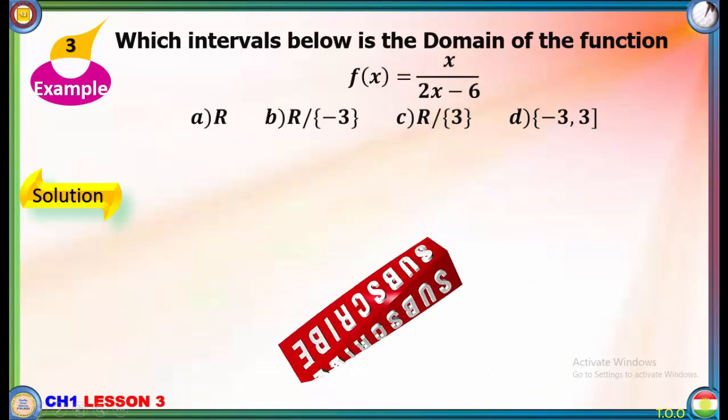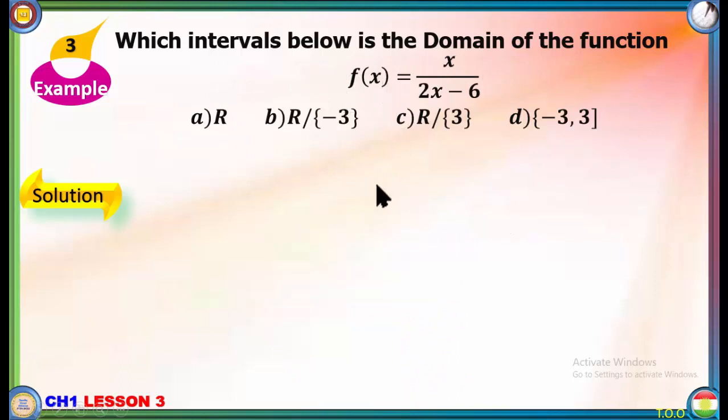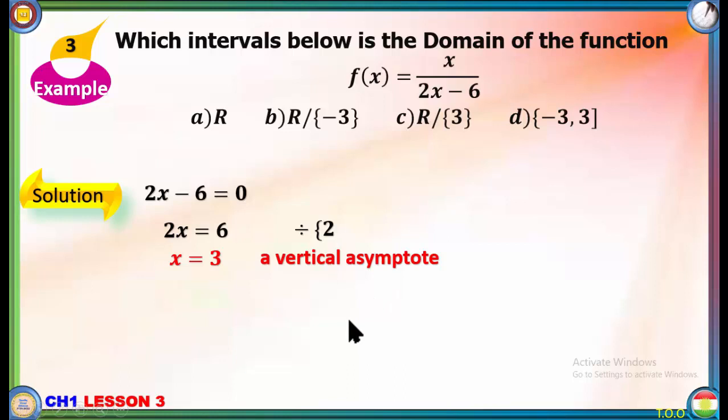Example number 3. Which interval below is the domain of the function f(x) equal x over 2x minus 6? Take the denominator and equal it to 0 and solve this equation. Take minus 6 from left to right, then 2x equal to 6, divided by 2, then x equal 3. Then x equal 3 is a vertical asymptote. Therefore, the domain is all real numbers except the solution, which is 3.